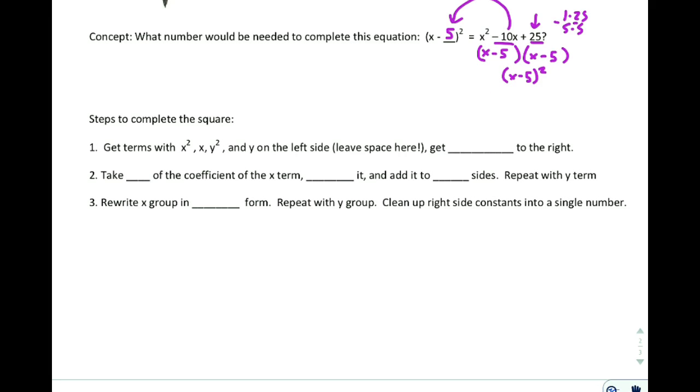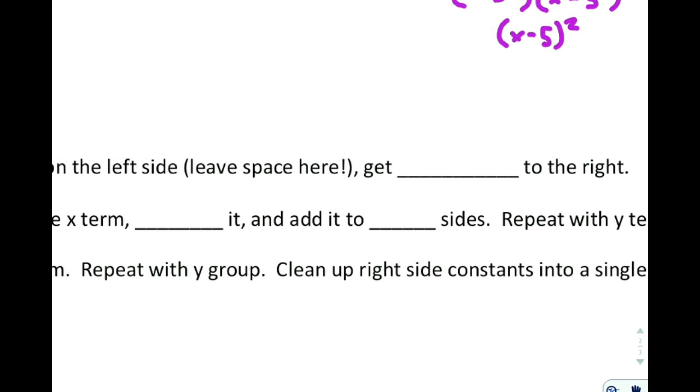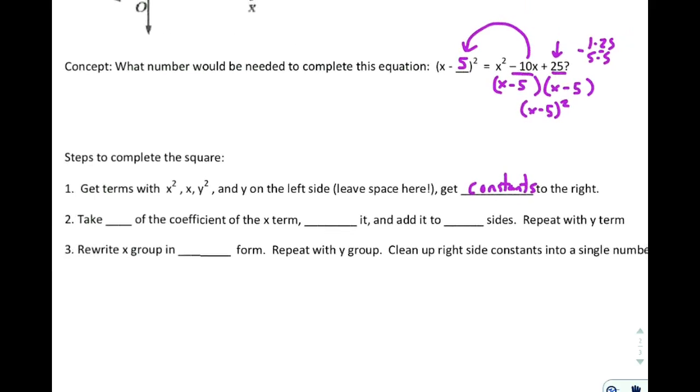Let's work through some steps here. You get all of the terms with x squared, x, y squared, and y on the left side of the equation, and you get everything else, the constants, or the numbers, to the right. So the constants are the numbers that don't have an x or a y, a variable, with them.